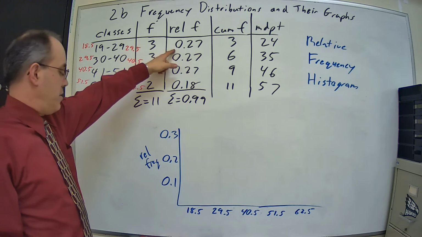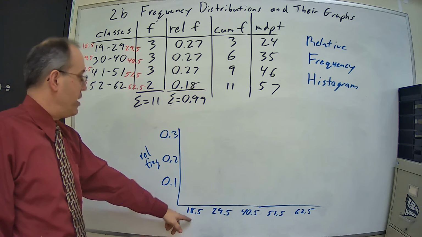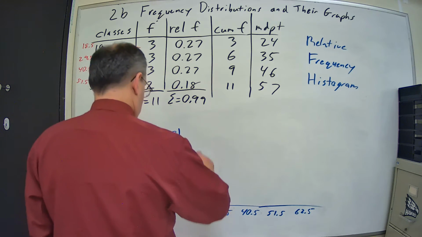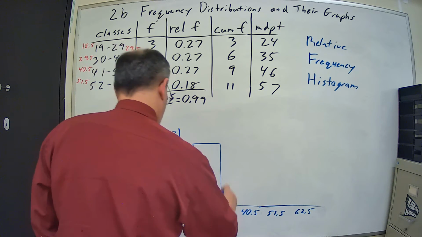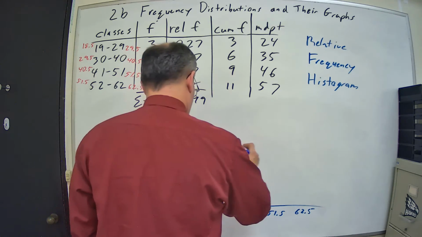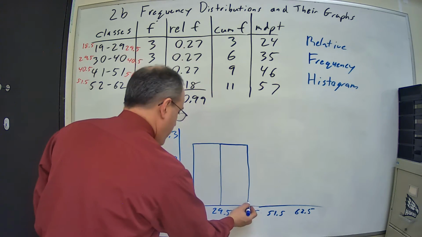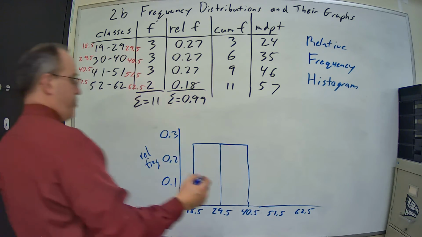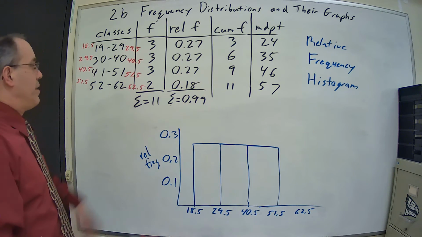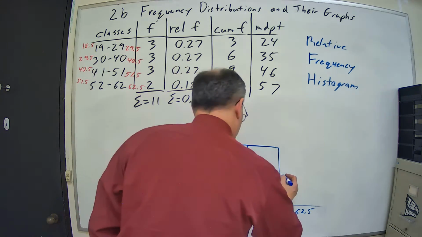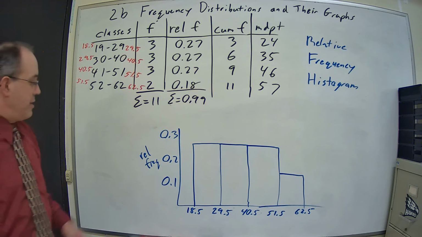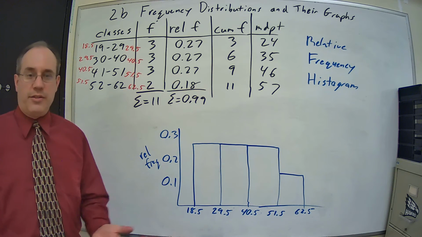So I've got those, and now I'm just going to do the same thing I did before, but looking at the relative frequencies. I'm going to start at the first boundary. My relative frequency is 0.27, so I'm going to go up to 0.27, go across, and go down at the next boundary. My next class, 0.27, across, and down to the next boundary. My next one, 0.27, across, and down to the next boundary. And then the next one, 0.18, so find where that is, across, and down to that boundary. And that is a relative frequency histogram.